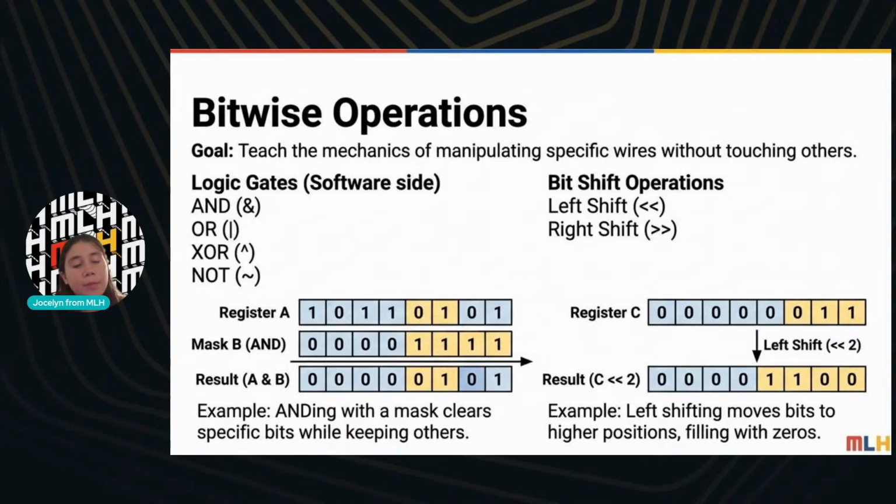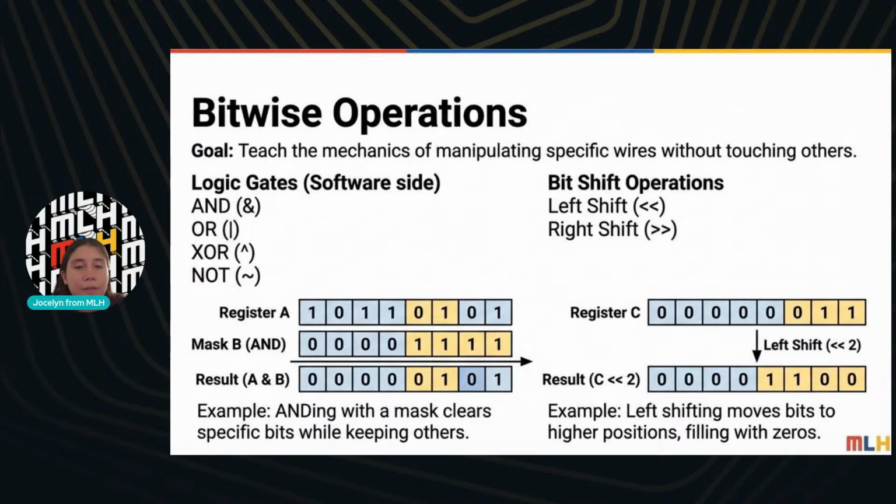So we have an example here. Let's say we have our register A, with a value of 1 0 1 1 0 1 0 1. And let's say that I only want to modify specific bits from that register. So I apply a mask with an AND, A AND mask B, and then I have my result.